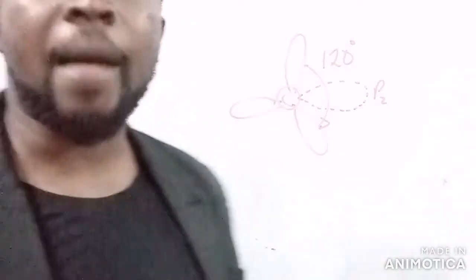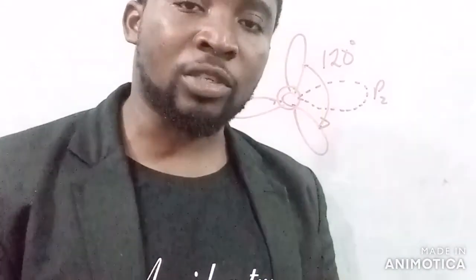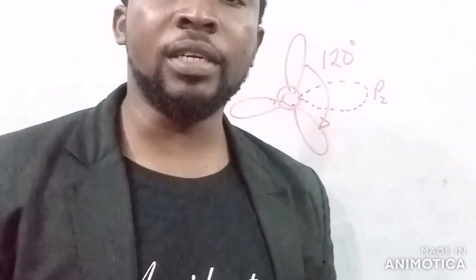Now let us see what happens when 2 adjacent carbon atoms are made to sit together in such a way that there is an overlap in their electron clouds. So let's see. Now supposing we have 2 adjacent carbon atoms.